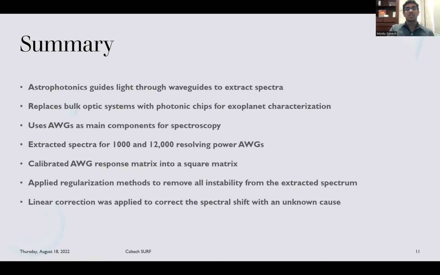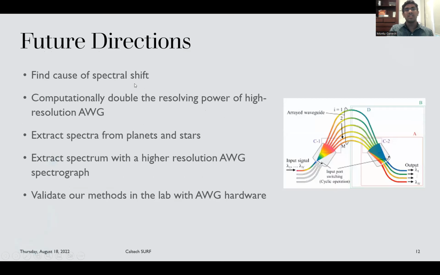However, for a 12,000 resolving power AWG, the original spectrum had lots of instability, so we applied regularization methods to remove all instability from the extracted spectrum, but there was still a spectral shift between the extracted and the original spectrum, so we applied a linear correction to correct the spectral shift, but that still has an unknown cause. We don't know what the cause of the spectral shift is, and once we do, we can continue to hopefully extract the spectra of planets and stars.